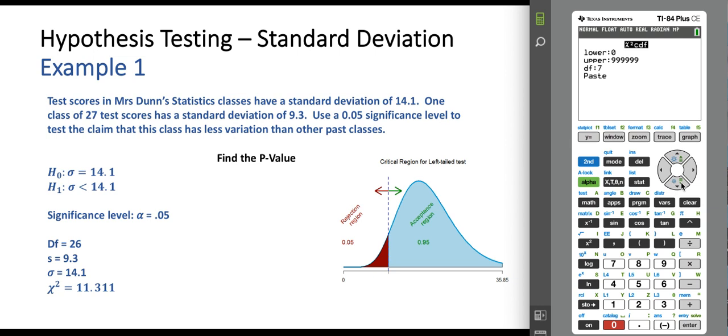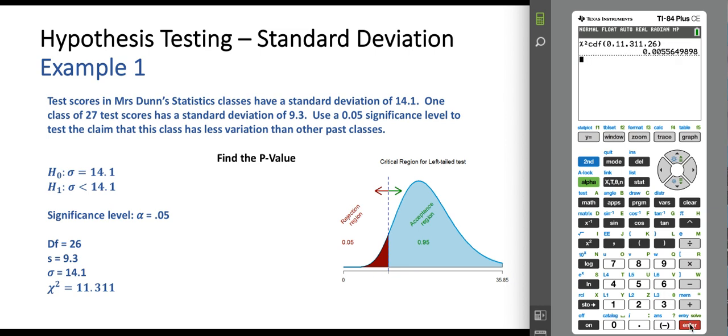So our lower bound is 0. Our upper bound is that test statistic of 11.311. And the degrees of freedom in this problem is 26. You're going to substitute that into the formula and press enter here. If you have an older calculator, you're going to have to type that in yourself. But let's make sure you understand what's going on here. We're finding the area between 0 and the test statistic of 11.311 in the chi-squared distribution that has degrees of freedom of 26.